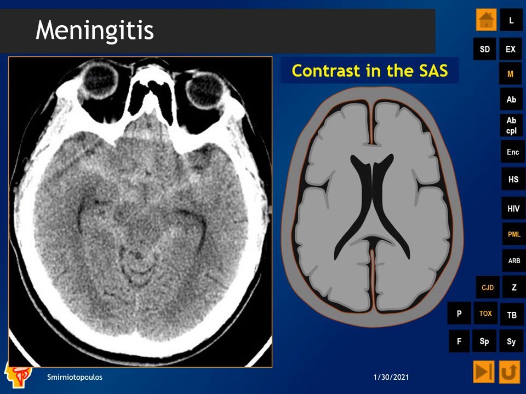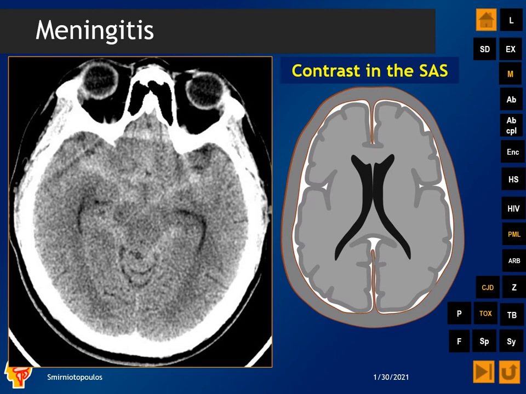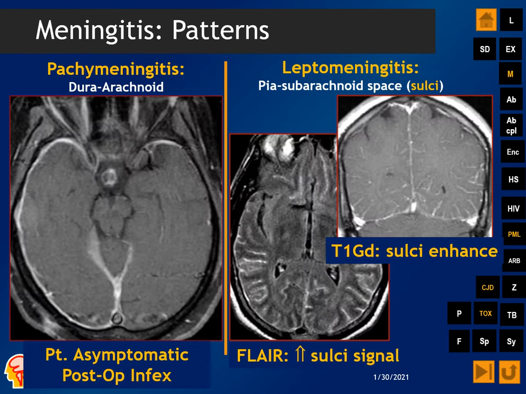So what does meningitis look like? On the CT scan here, we can see abnormal enhancement in the basilar cisterns extending around the brainstem in the ambient or perimesencephalic cistern. Again, the contrast material is in the subarachnoid space, and it should enter and fill the sulci as well as the basilar cisterns.